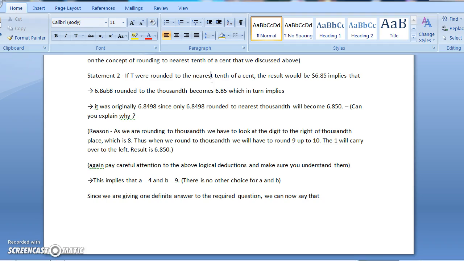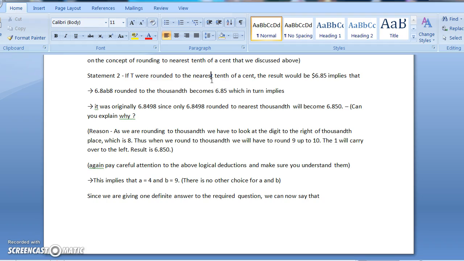Pay careful attention to the above logical deductions. Make sure you understand them. Is there any other option to this? Because, for example, let's say A was originally 5, right? And let's say B was originally 0. Now, in that case, you are rounding to the thousandth, your 0, which is in the thousandth place, will get rounded up to 1, and you will get 6.851. But we have the answer that it is 6.85, so that will not work.